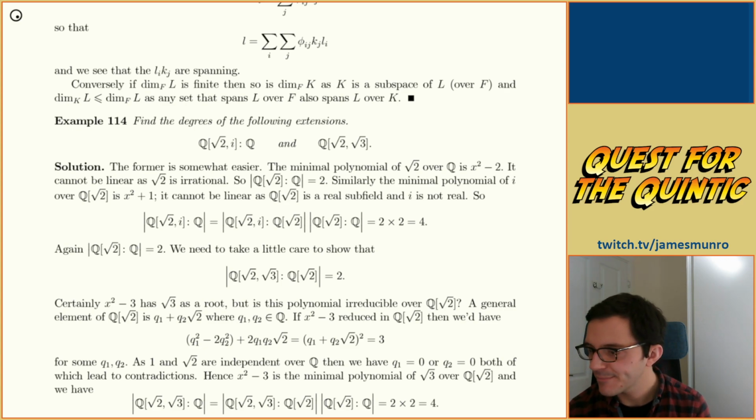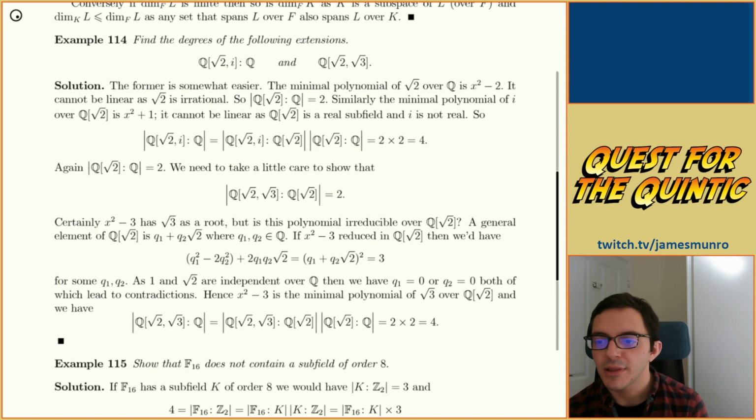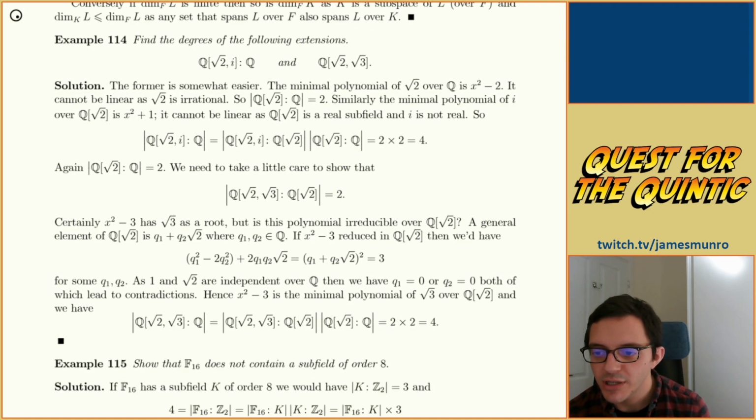We got this stuff about integral domain, maximal ideal gives you a field. Can it be linear as that thing? I is not real. Okay, we're using some real number facts in there as well. A bit more care for that one down there. So root 2, yep. But then how do you know that the degree of that is root 2? Because you would need to check that this polynomial is irreducible over that place, which involves checking like a general element isn't a root already.